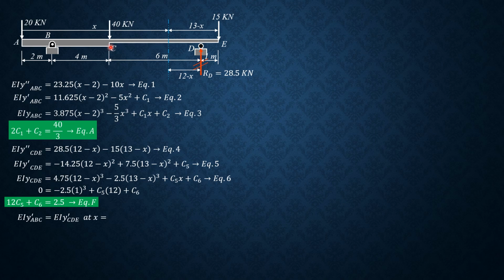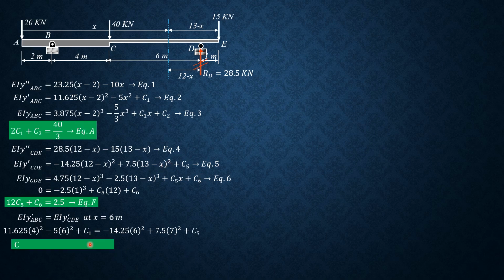Then EIy' ABC equals EIy' CDE at x is 6. So the slope at C considering ABC is equal to the slope at C considering CDE because that is continuous. So substitute 11.625 times 4 squared minus 5 times 6 squared plus c sub 1 equals negative 14.25 (12 minus 6 is 6) squared plus 7.5 (7) squared plus c sub 5. So establishing c sub 1 minus c sub 5 equation, and that is equal to negative 151.5.